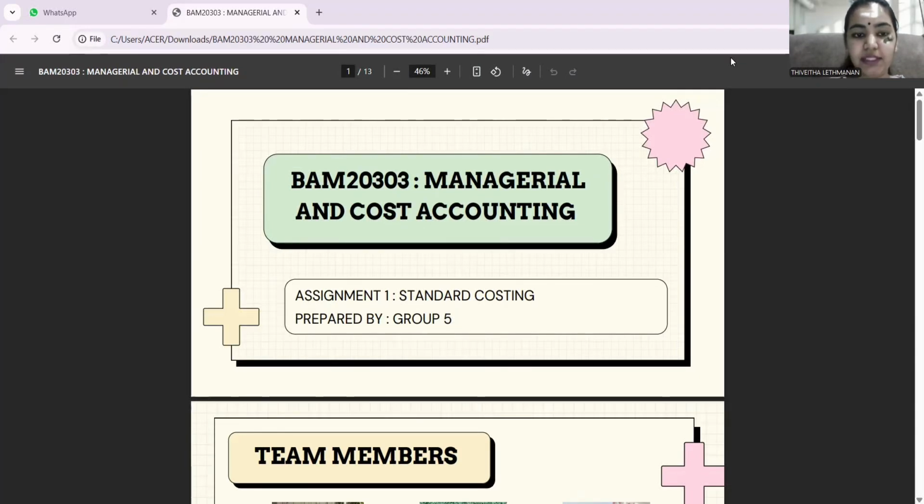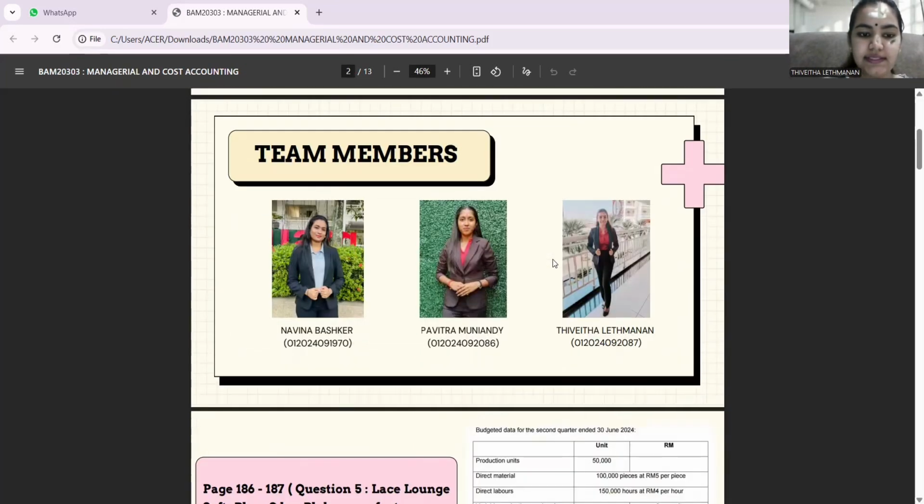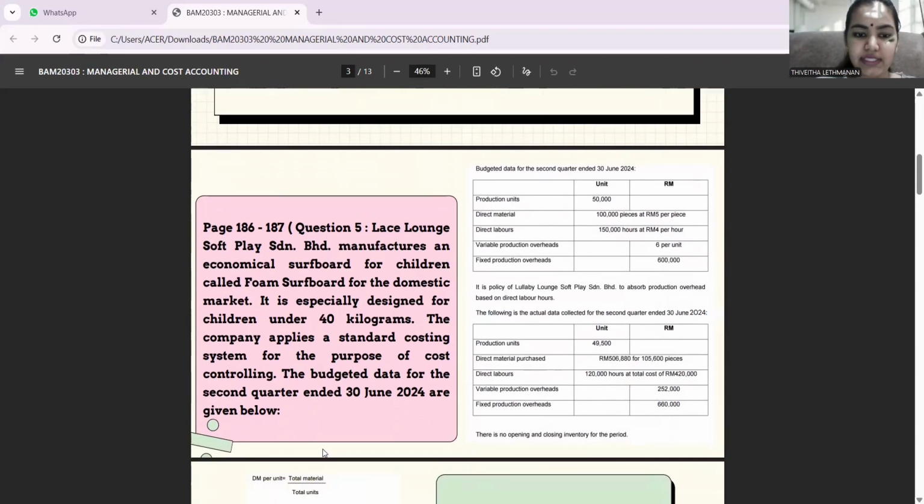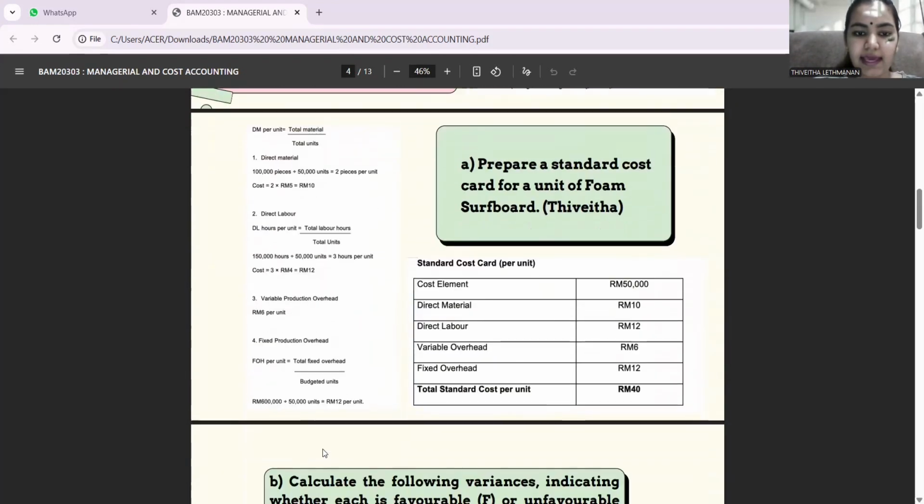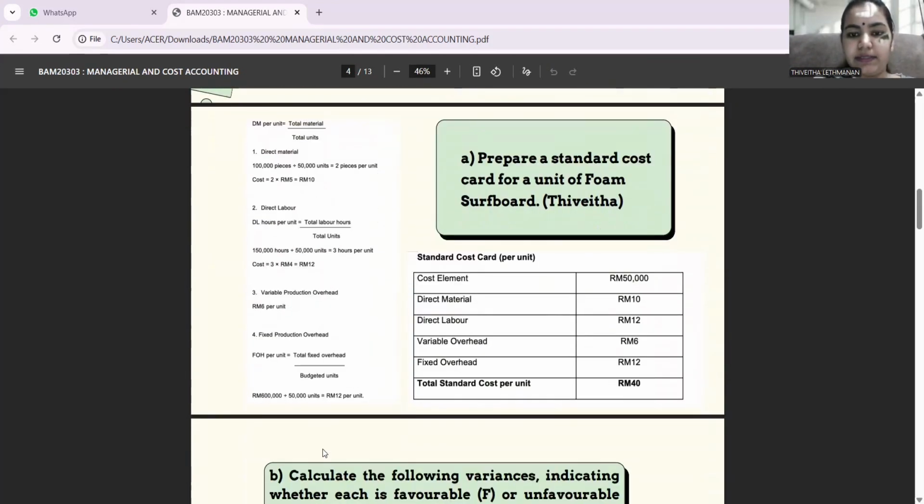So here I'm today to present our Assignment 1, which is about standard costing. These are my team members, Navina Bashkar, Pavitra Moniandi, and myself, Tiveta Lishmanan. Here is our question: prepare a standard cost card for a unit of surfboard. These are the basic calculations.